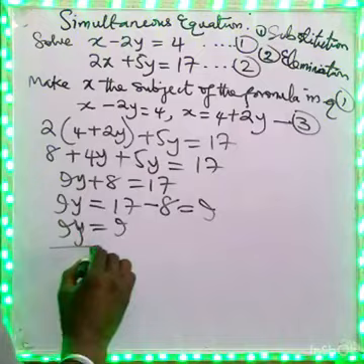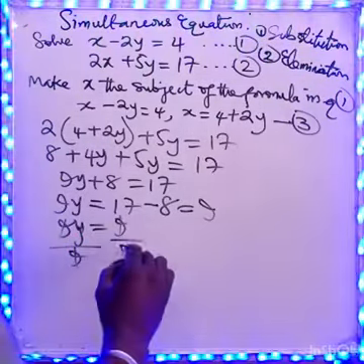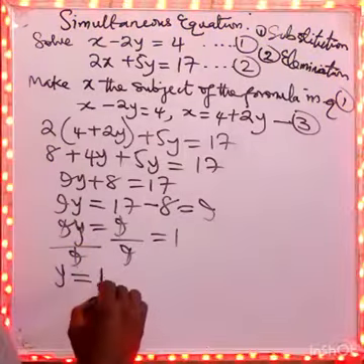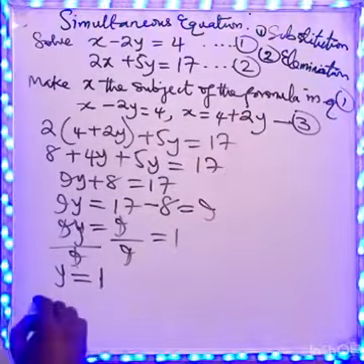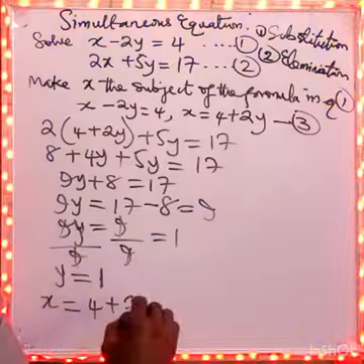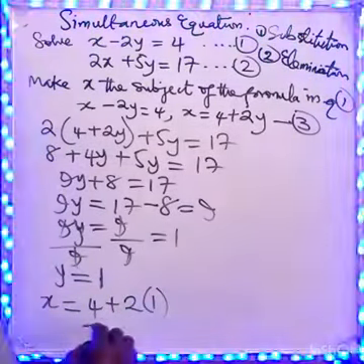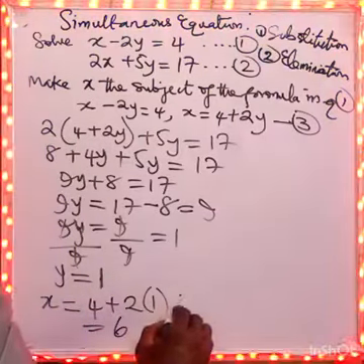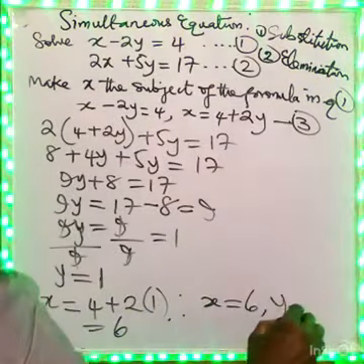So you divide through by the coefficient of y, which is 9. So 9 cancels out 9, leaving you with 1. So y is equal to 1. But remember, we said that x is equal to 4 plus 2y. So x is equal to 4 plus 2 times y, which is 1, which is equal to 4 plus 2, which is 6. So therefore, x is equal to 6 and y is equal to 1.